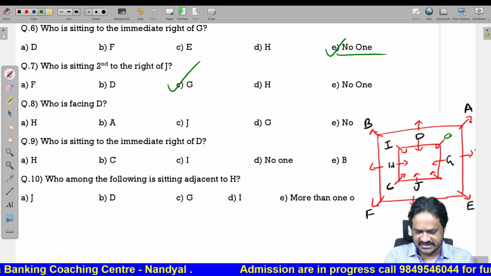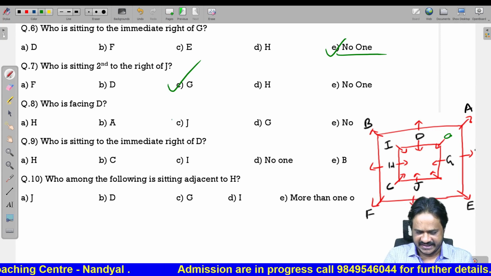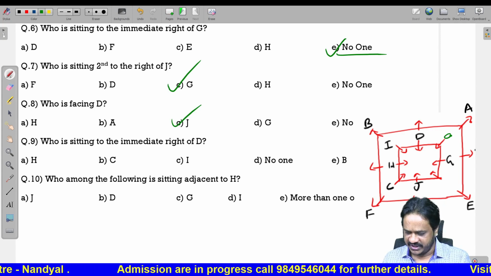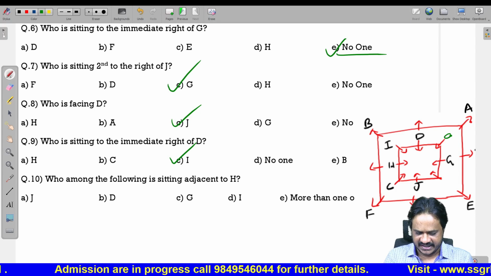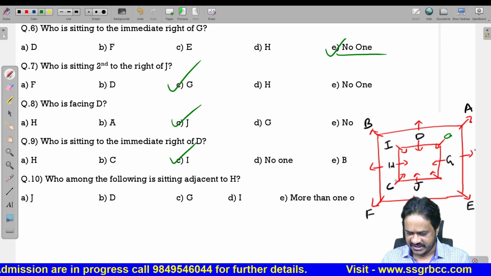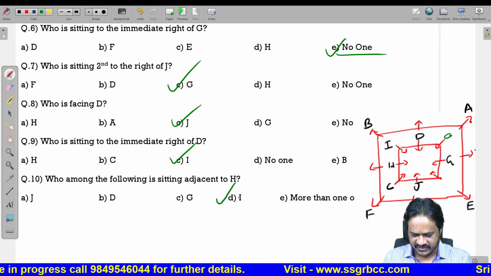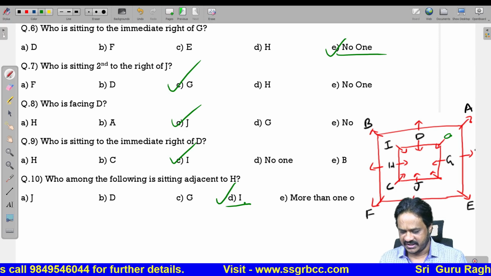Who is second to the right of J? The answer is G. Who is facing D? J. Who is to the immediate right of D? That is I. Who is adjacent to H? Either I or C. We don't have C, we are having I. Option 4 is the correct answer.